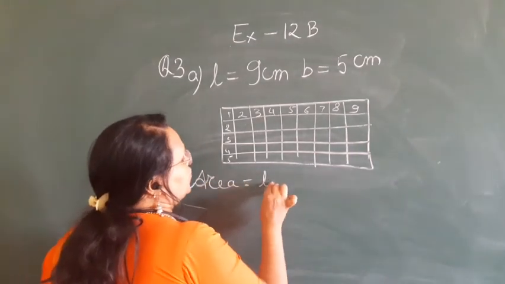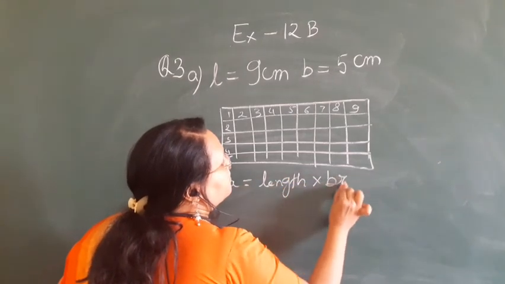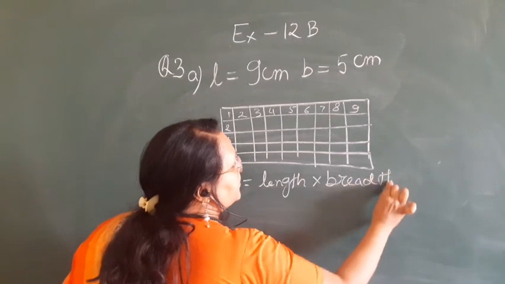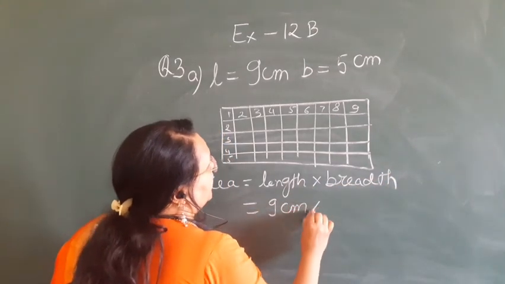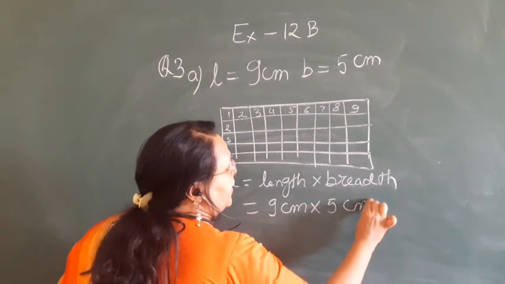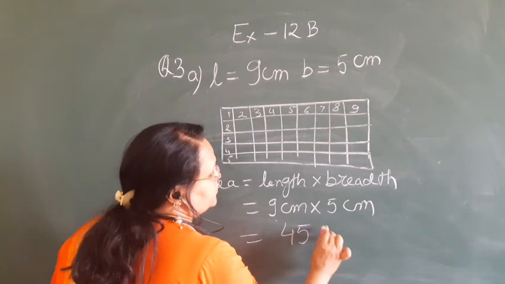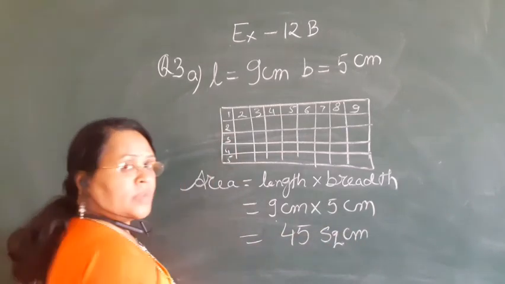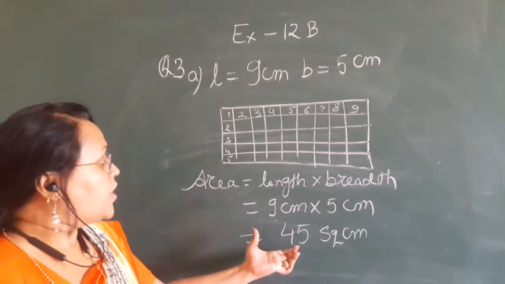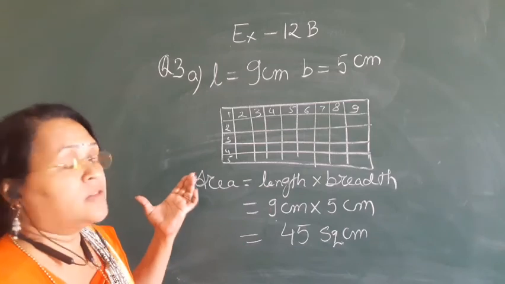Area equals length multiplied by breadth. Therefore, 9 centimeter multiplied by 5 centimeter. 9 5s are 45 square centimeter. Okay, so in this way we have to solve the problem of question number 3.